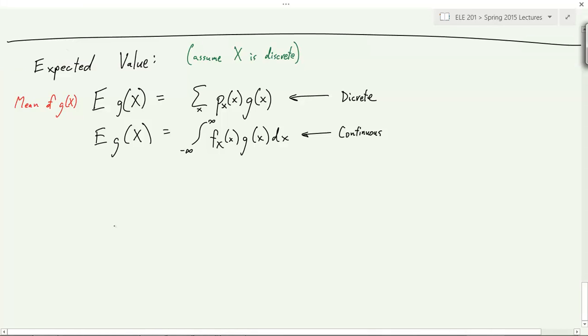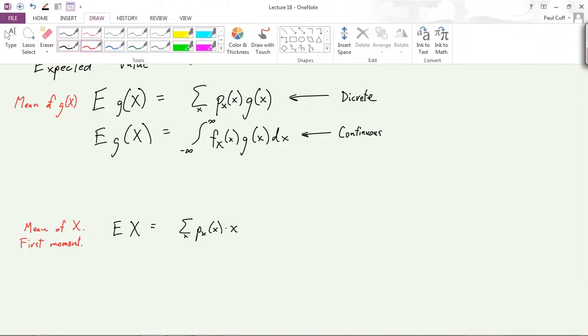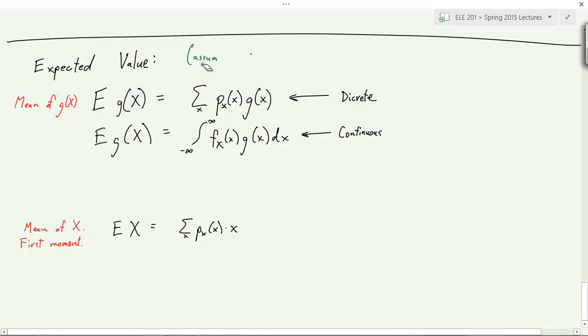So let's look at a special case. What if we just want the expected value of x? That means g of x just equals x. Then, of course, this is just going to be the sum over x of the probability times x. So this is the mean of a random variable, the mean of x. Sometimes this is called the first moment of the distribution. Of course, if it's continuous, then you integrate. I won't always write both cases. I'll erase this because we're doing both.